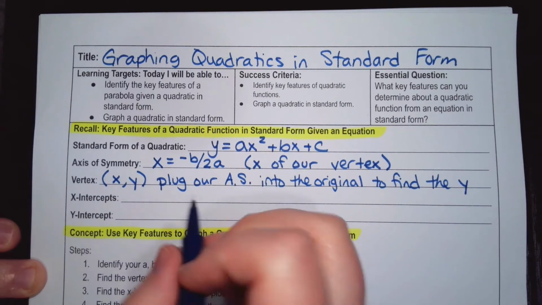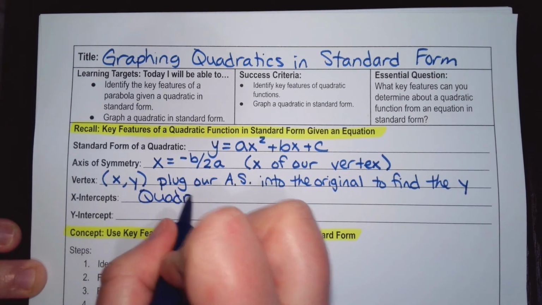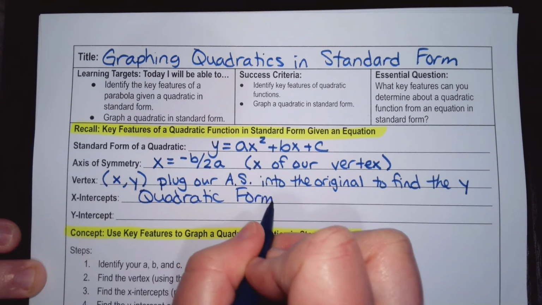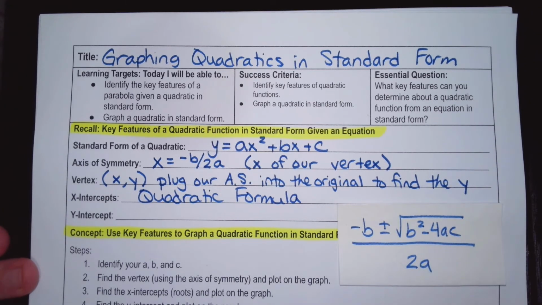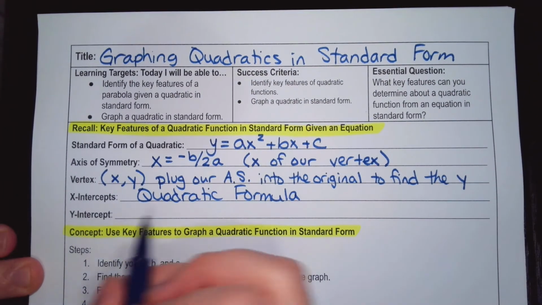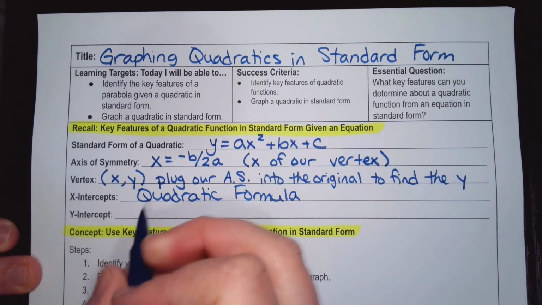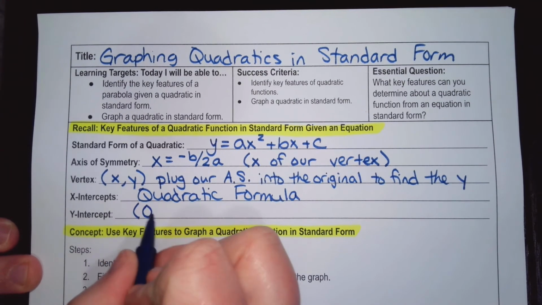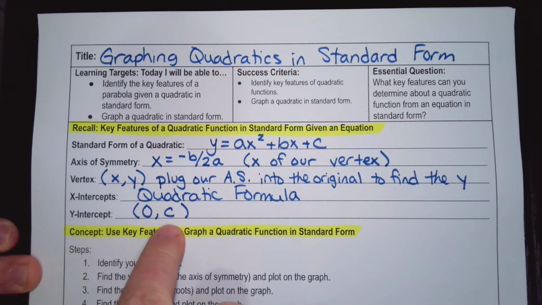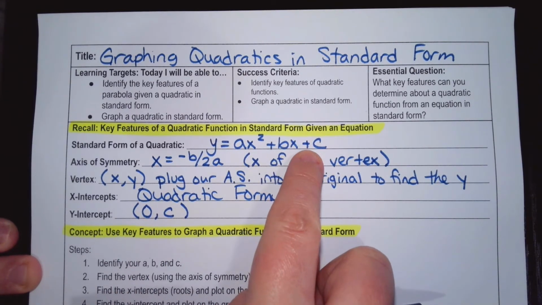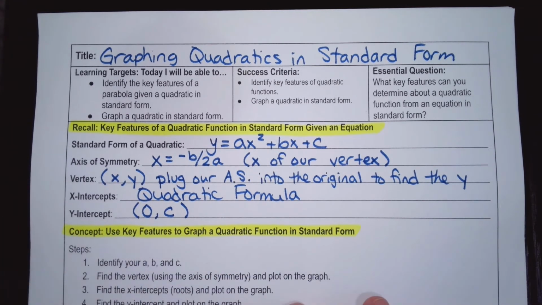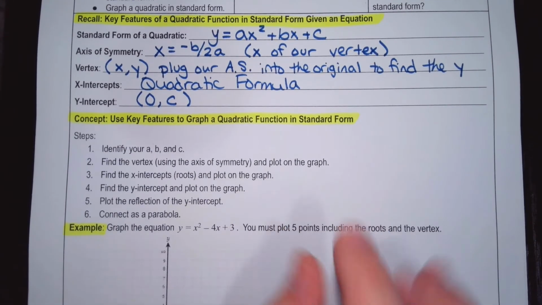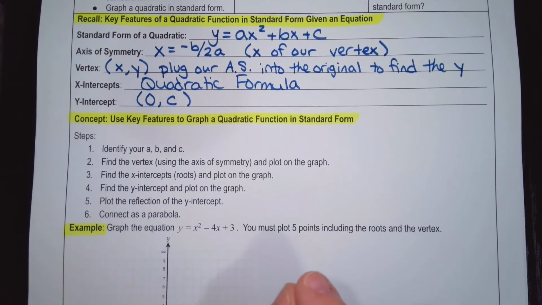Next, for the x-intercepts, we're going to use the quadratic formula. Quadratic formula, negative b plus or minus the square root of b squared minus 4ac all over 2a. And then finally, we need to identify our y-intercept, which is super easy because it's going to be the coordinate point 0, c. And remember, where we get that c from is our standard form of a quadratic. So we just take that last number, that's our y-intercept. So those are the things that we need to be able to graph a quadratic function in standard form.